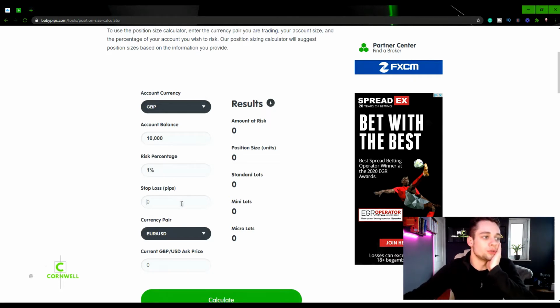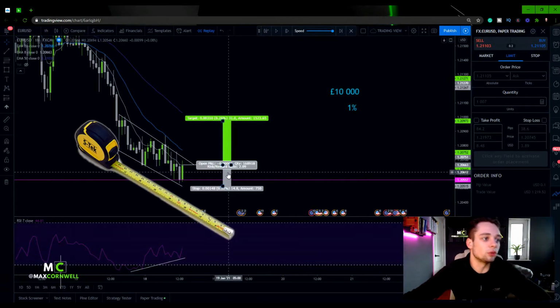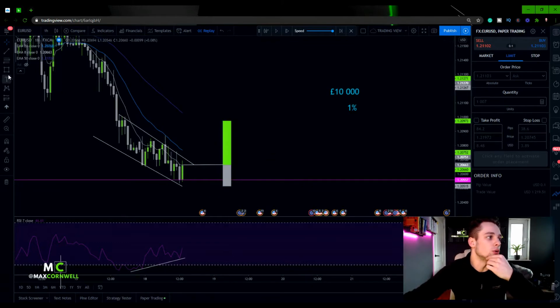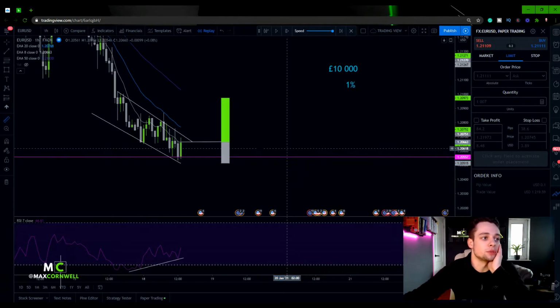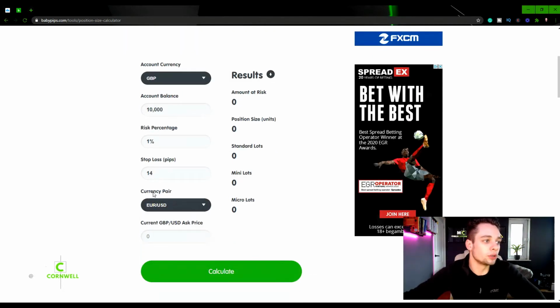Then it's going to ask you for your stop loss in pips. You've got to go back to your stop and measure it. You can do it on TradingView, using the risk reward ratio tool or the ruler tool. We've got 14 pips of risk. This grey area from our entry point to our stop loss is 14 pips. Currency pair, Euro US dollar.